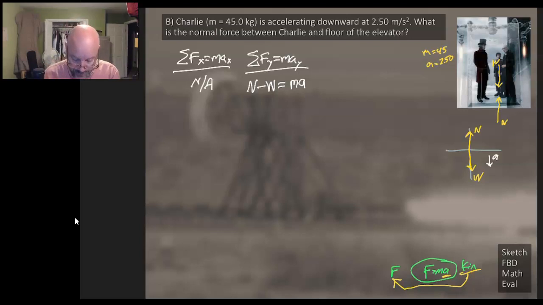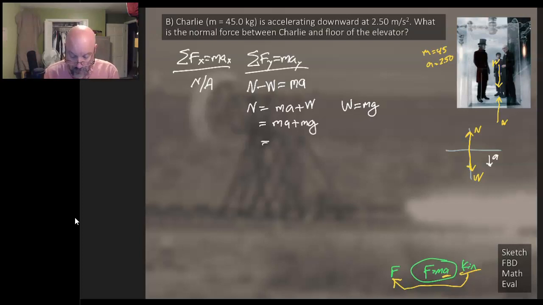Let's do a little bit of algebra here. So N, we're going to get ma plus the weight, like this. Now the weight is actually mg. So let me put that in here. ma plus mg.